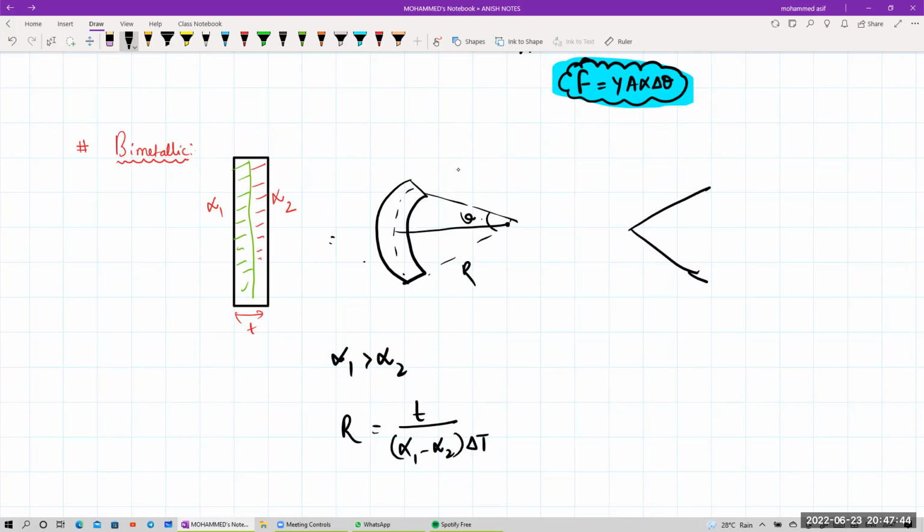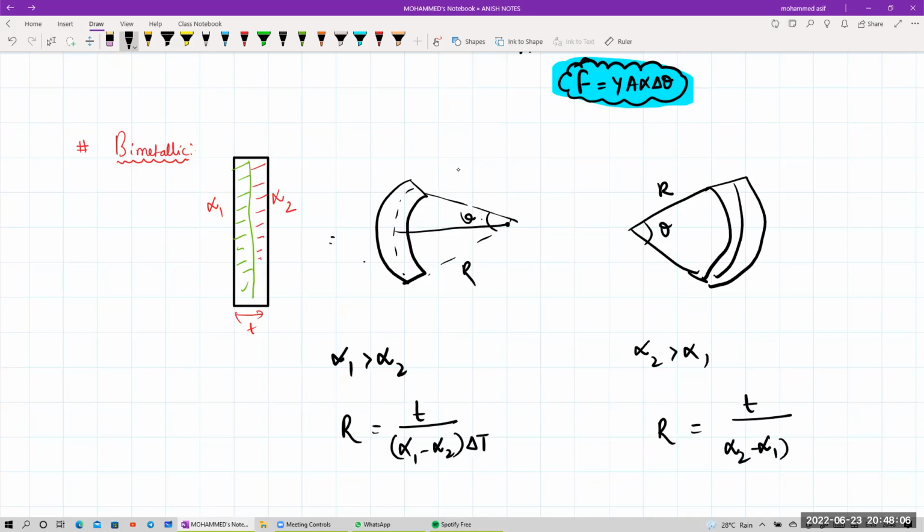If alpha 2 is greater than alpha 1, then in this condition the shape will become something like this. Roughly, this is an angle theta, this is your radius r. So at that time, how do you calculate the radius of this bimetallic strip? r is equal to t divided by alpha 2 minus alpha 1 into your temperature difference delta T. Delta T here is temperature difference, not time. Clear?